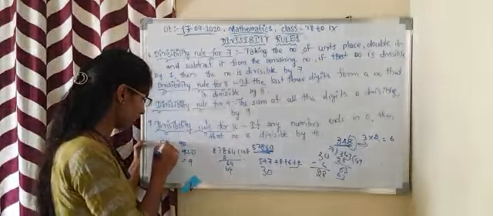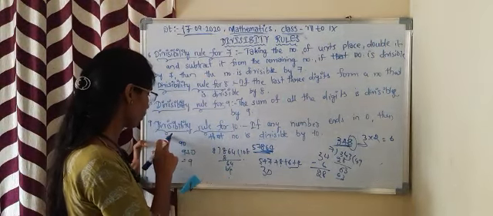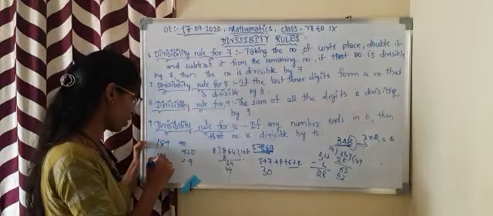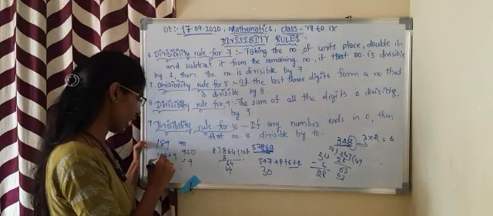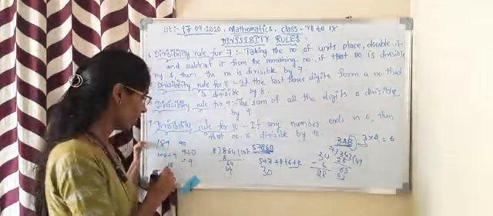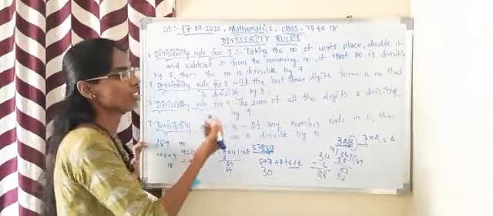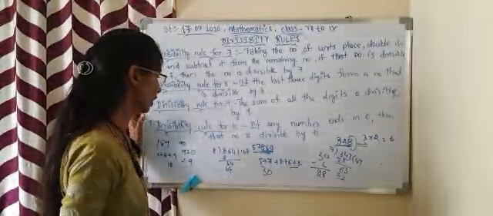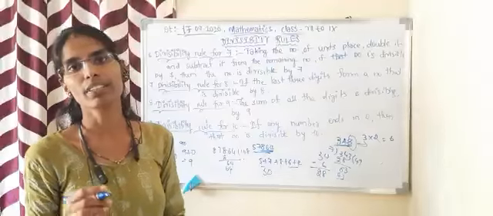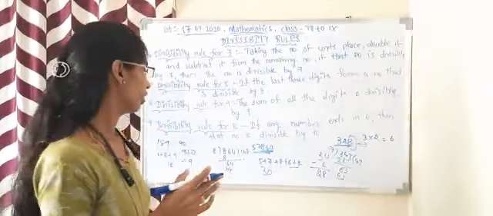Take 189. 1 plus 8 plus 9, that is 9 plus 9, 18. If 18 is divisible by 9, then 189 is also divisible by 9. This is the divisibility rule for 9. Next, the divisibility rule for 10. If any number ends with 0, then the whole number is divisible by 10.